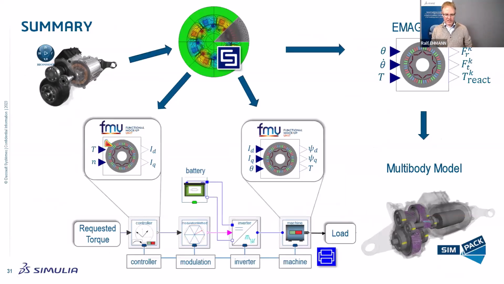Okay, with this I come to the summary. Actually, just a few pictures. So at the heart of what I told is the 2D electromagnetic analysis in CST using the machine task, and the machine task is able to extract the FMUs, which you use in the system domain, and the EMAC ROM, which you use in the multi-body domain.